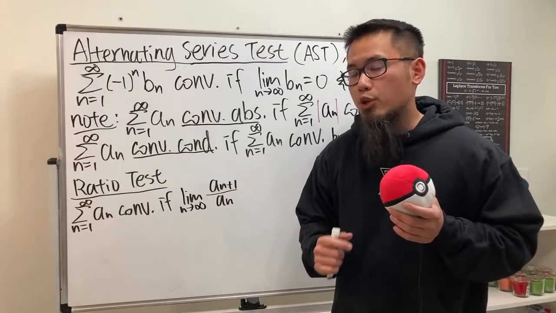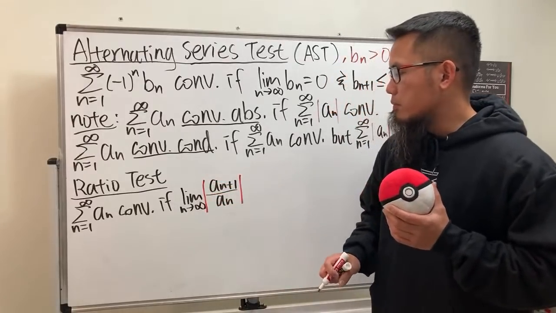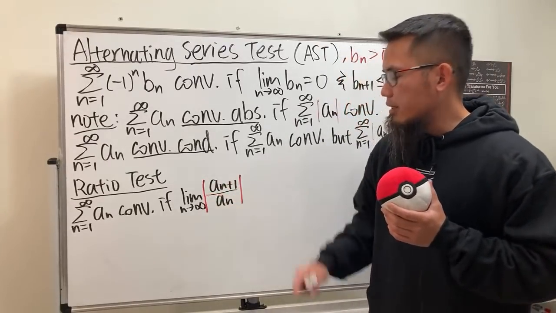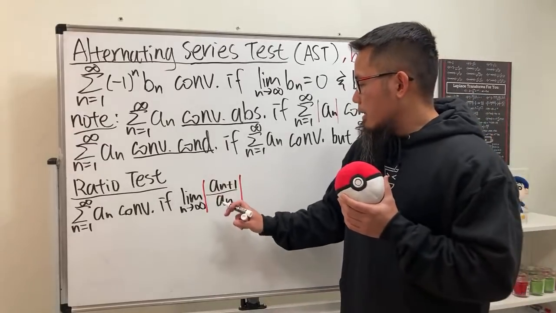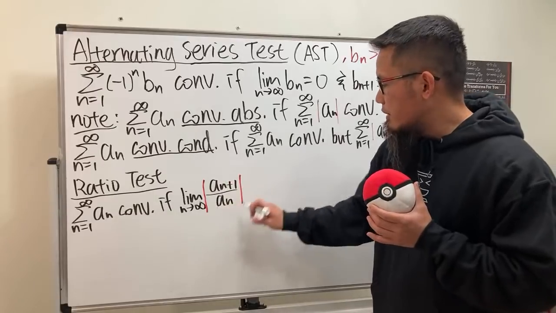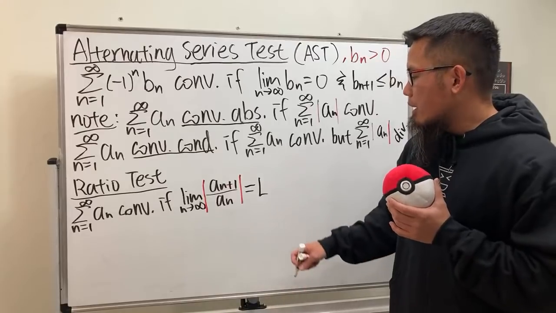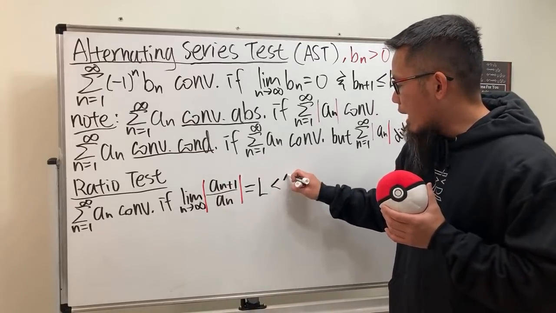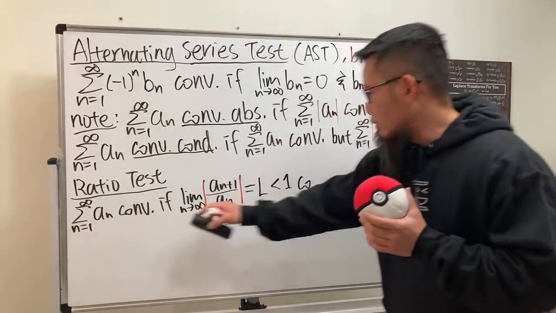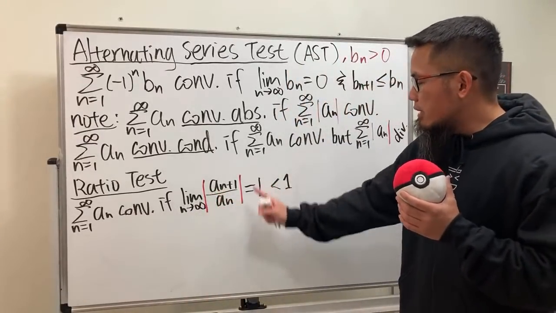And what's actually really cool about the ratio test is that you apply the absolute value here. So we just care about the size of the ratio of the next term and the current term, right? We don't really care about the sign, positive or negative. And once you do this, let's say we get the number L. If this is less than 1, the series converges.